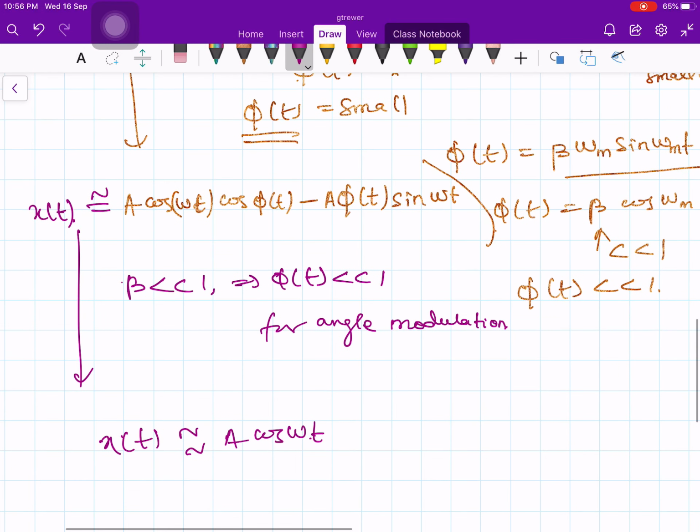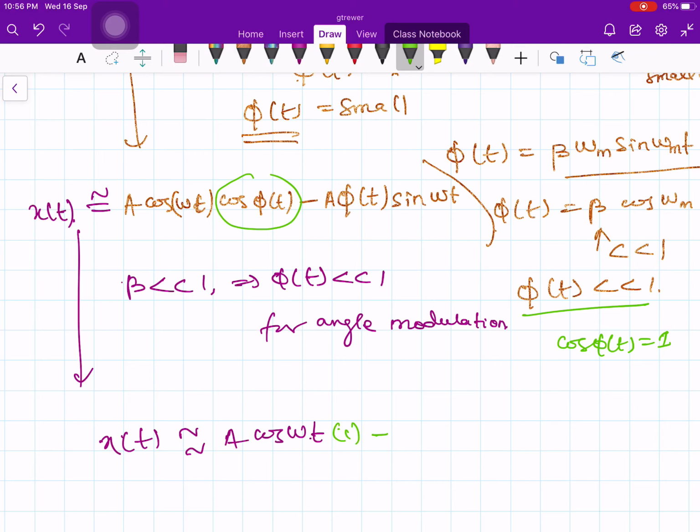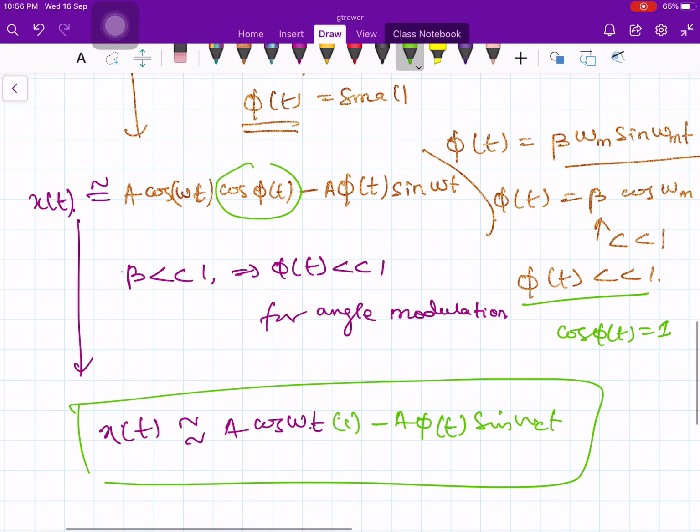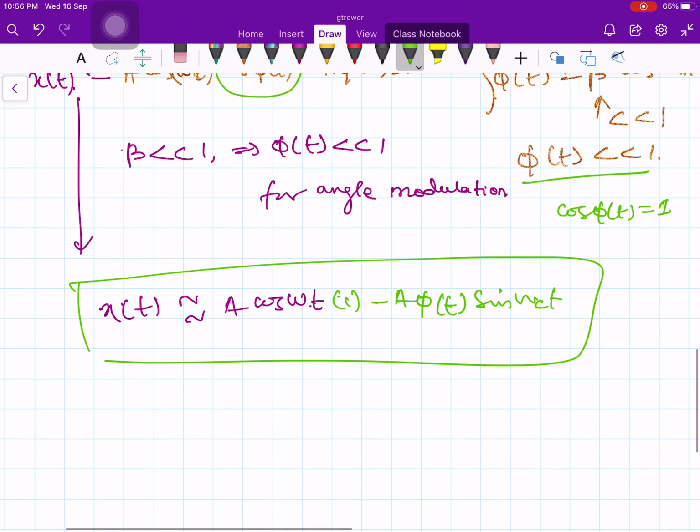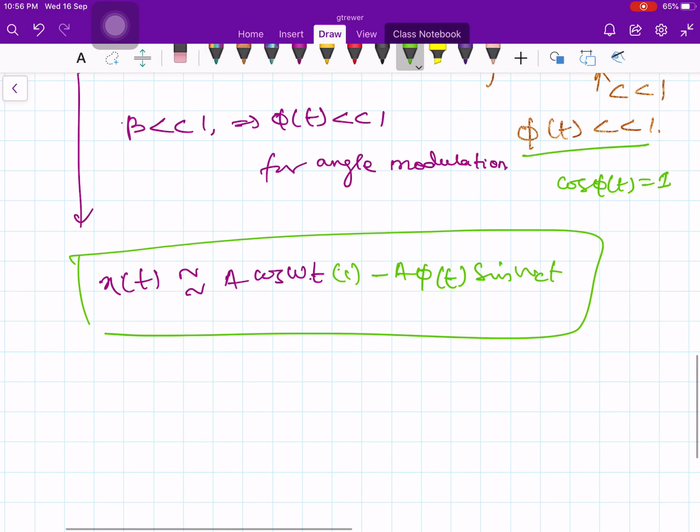Then one more assumption we can make. When phi of t is much less than 1, then cos phi of t is equal to 1. Therefore it is 1 minus a times phi of t sin omega ct, using small angle approximation. So this approximation is valid because this is a narrowband signal.